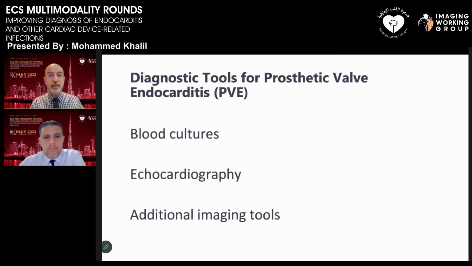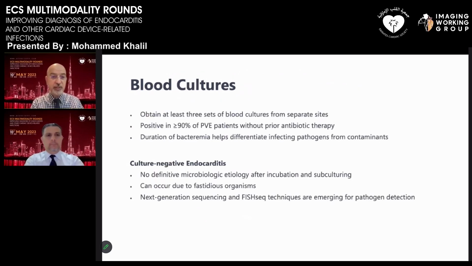So the diagnostic tools for prosthetic valve endocarditis, we know: blood culture, we always do that, echocardiography, and additional imaging tools. Blood cultures are positive in more than 90% of prosthetic valve endocarditis without prior antibiotic therapy. Of course, we have to obtain 3 sets of blood cultures. Now we have to remember there are culture negative endocarditis, especially if there's a fastidious organism. But next generation sequencing and fluorescence hybridization techniques are emerging to increase the diagnostic capability for pathogen detection.